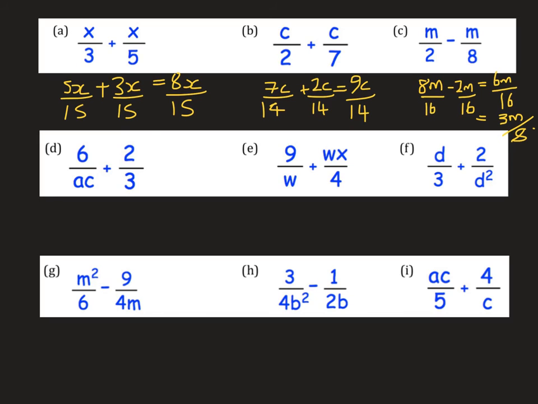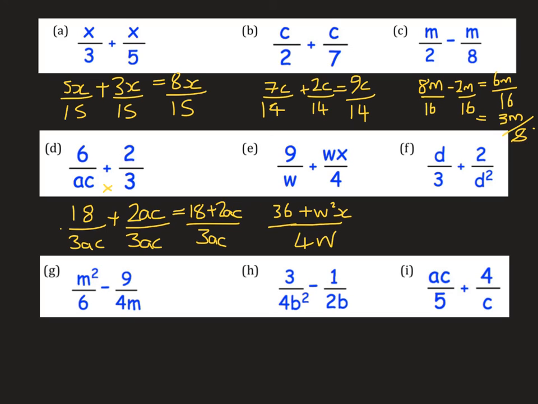So here I'm going to make the denominator by multiplying these two things. So I'm going to have 3ac on the bottom. I have to multiply that first fraction top and bottom by 3 for that to happen, and the top and bottom of this second one by ac. And you end up with 18 plus 2ac over 3ac, and I can't do anything to simplify it. 36 plus w squared x over 4w for E. d cubed plus 6 over 3d squared for F.